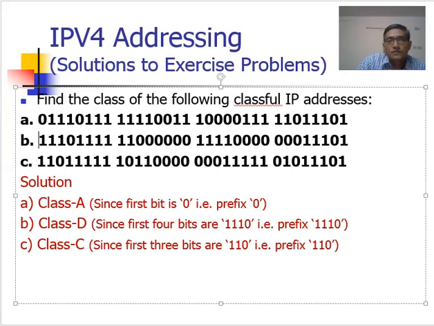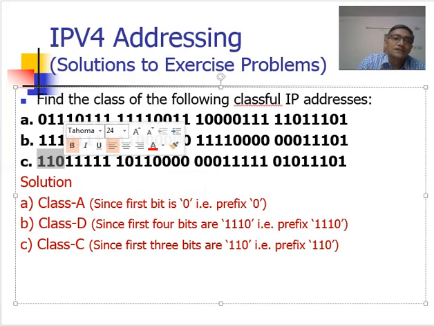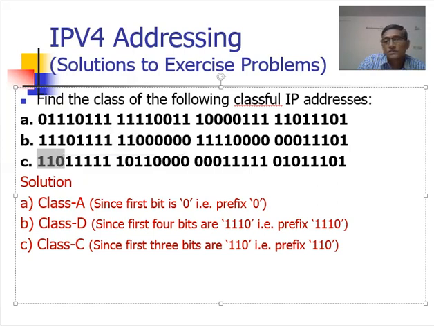Second, B, it starts with 1110. So we all know that 1110 is the prefix defined for class D, so it is a class D address. Now 110 is the prefix of class C. So 110 is the most significant bits given in the question, subdivision C, and 110 is the prefix defined for class C addresses. So this third one comes under class C.